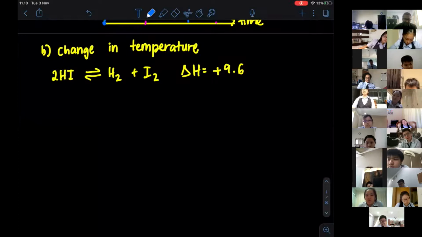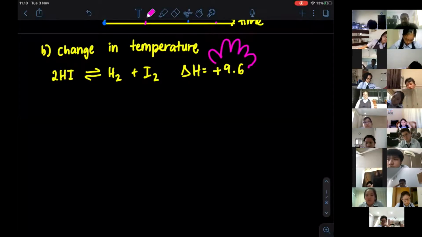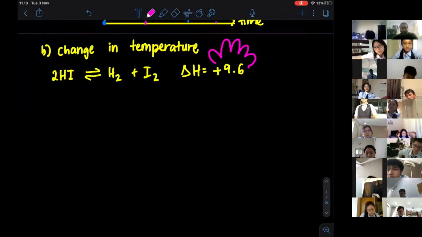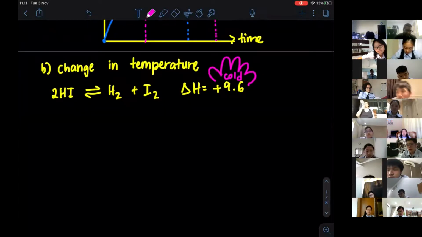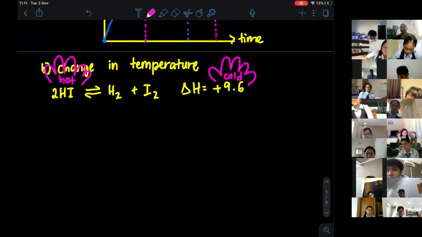Imagine I'm going to draw the hand around this equation, that is positive 9.6. Angela, will your hand feel hot or cold? Cold. Okay, this is going to be cold. Good. If this is cold, automatically you put another hand over here. If that is cold, of course, here is hot. So you need to identify that first.